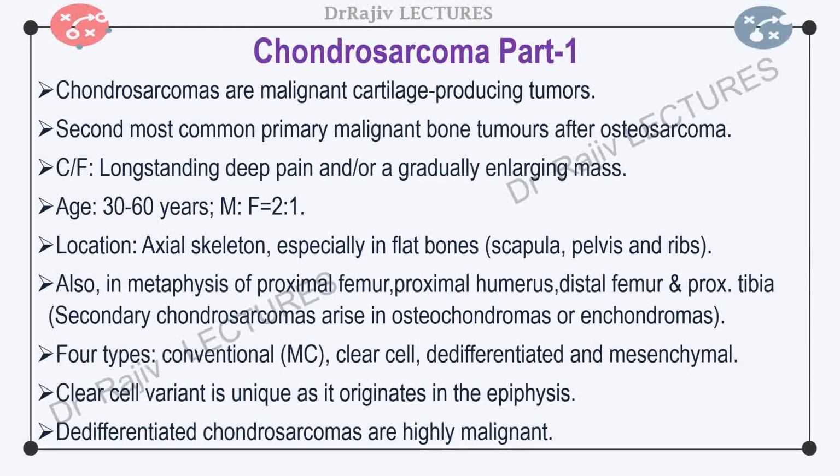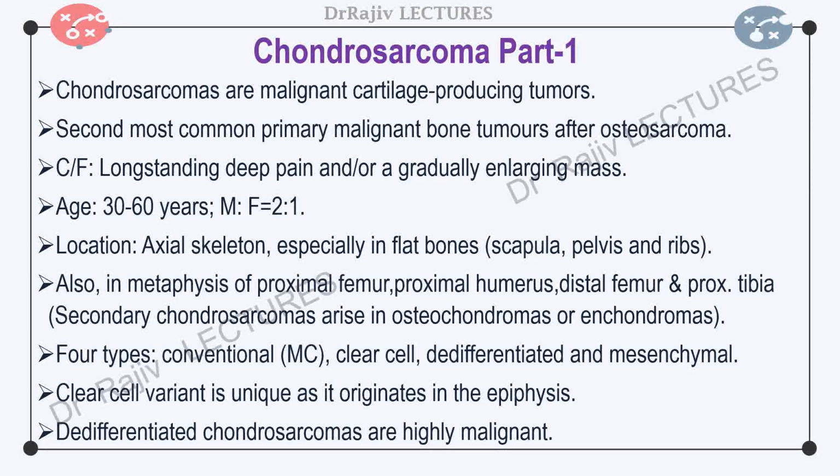Chondrosarcomas are malignant cartilage-producing tumors of varying aggressiveness, ranging from very low-grade lesions to highly malignant dedifferentiated tumors. They are the second most common primary malignant bone tumors after osteosarcoma. Patients usually present with long-standing deep pain and/or a gradually enlarging mass. Patients are usually between 30 and 60 years of age, and men are affected twice as frequently as women. Children are rarely affected.